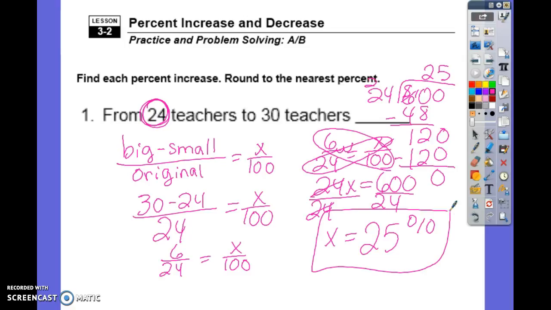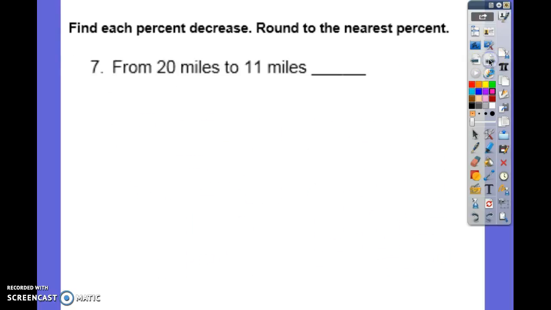Now you're going to do questions 2, 3, 4, 5, and 6 by yourself. Just like that. Now let's look at number 7. Find each percent decrease, round to the nearest percent, from 20 miles to 11 miles.